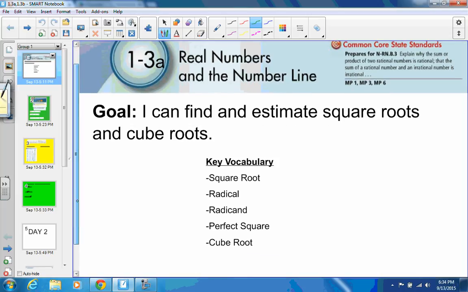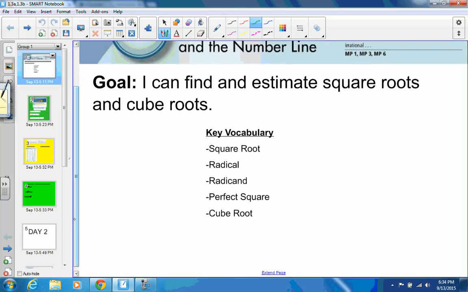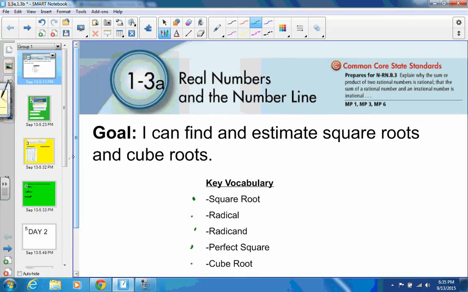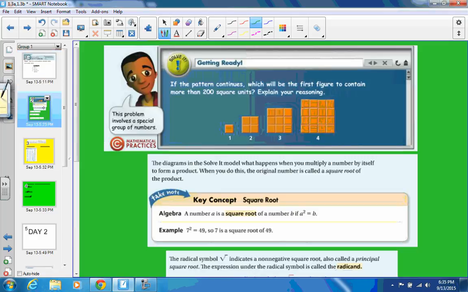I'm going to try and keep it quick. I know videos can drag on, but here are our keywords for today. We've got square root, and with that we're going to have radical, radicand, and perfect square, and the last one is cube root. Okay, very similar, but just slightly different than square roots. So make sure that goal is written down, self-assess yourself, and let's start taking some quality notes here.